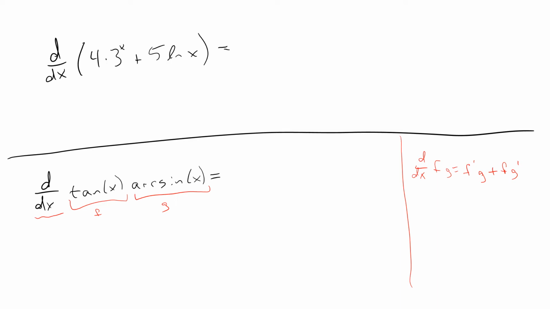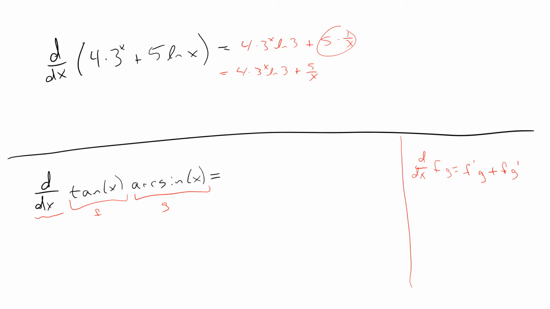Alright, so just to fill in the answers real quick for you, the derivative of 4 times 3 to the x is 4 times 3 to the x times natural log 3, plus the derivative of 5 natural log x. We could write that as 5 times, the derivative of natural log is 1 over x, but then I can clean this up. Usually we don't write it like this. We usually write it as just 5 over x. So I have 4 times 3 to the x natural log 3 plus 5 over x.